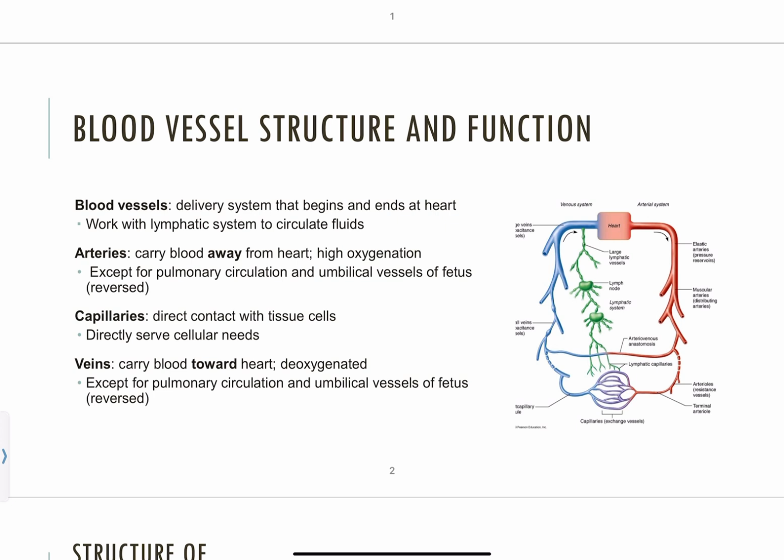So blood vessels are going to be classified into three major types. We have our arteries, our capillaries, and our veins. And each of these are going to have distinct structural features and physiological roles.